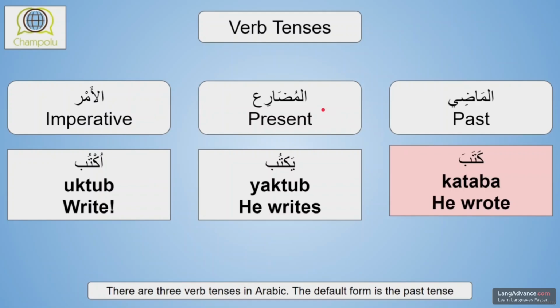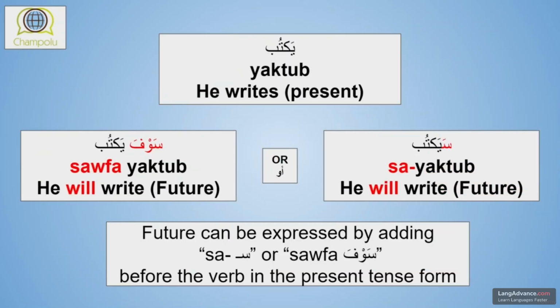And for the present, which is al-mudari', it is the other form, which is yaktub, and also this is the third person. And for the imperative, which is al-amr, it would be something like uktub, which means write. So you see that these are the three main tenses that we are using in Arabic, and the default is the past.